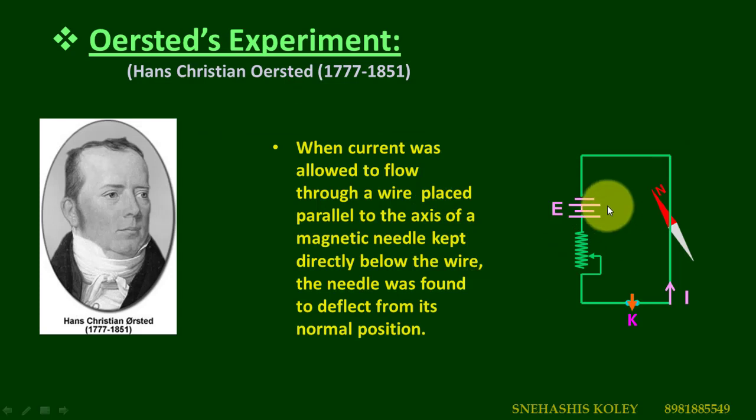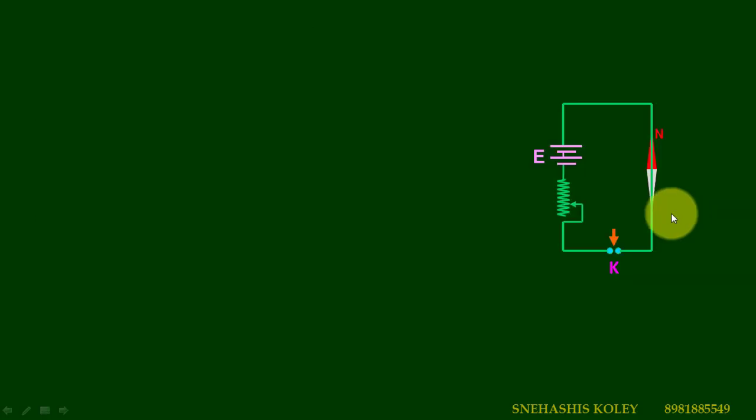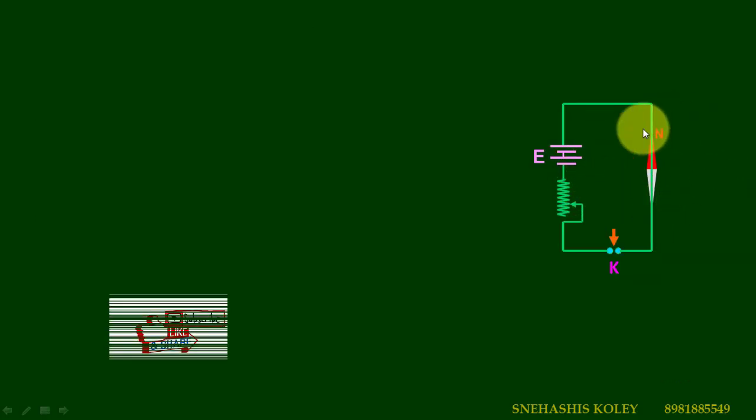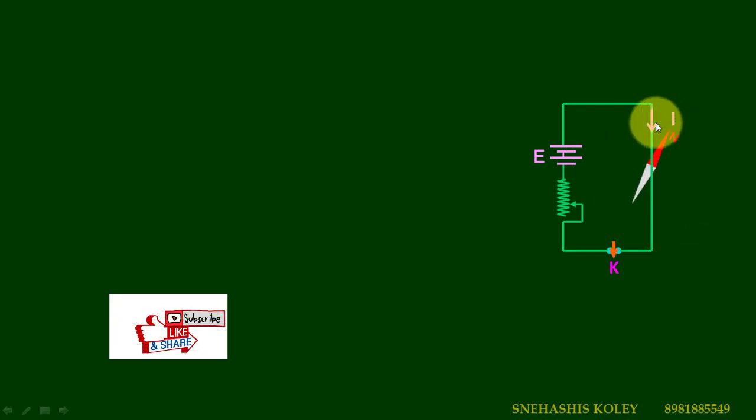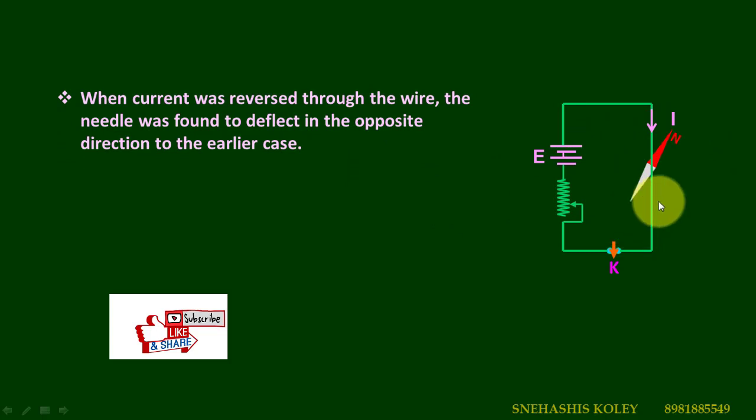If we place the needle above the wire, then the deflection of the needle will be opposite. That means the needle will deflect in the eastward direction. And in this figure, if we place the needle just above the wire, then the deflection of the needle will be in the westward direction. But in this case, as the needle is placed just below the current carrying conductor, the deflection of the needle is in the eastward direction.